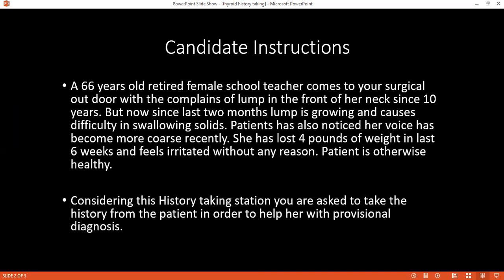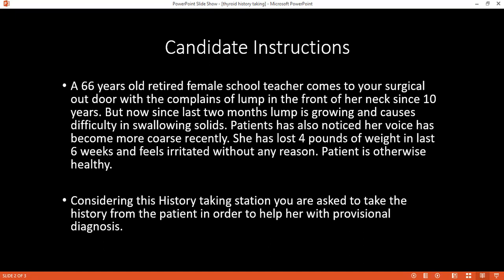Okay. Can you present your history now, doctor? Yes, ma'am. I've interacted with Mary. She's a 66-year-old retired school teacher who presented with a history of an anterior neck lump of 10 years duration, but noticed a rapid increase in size of the lump in the past 2 months. Also has a history of difficulty swallowing, especially of solid foods, but also noticed a change in voice, and unexplained unintentional weight loss in the past 6 weeks.